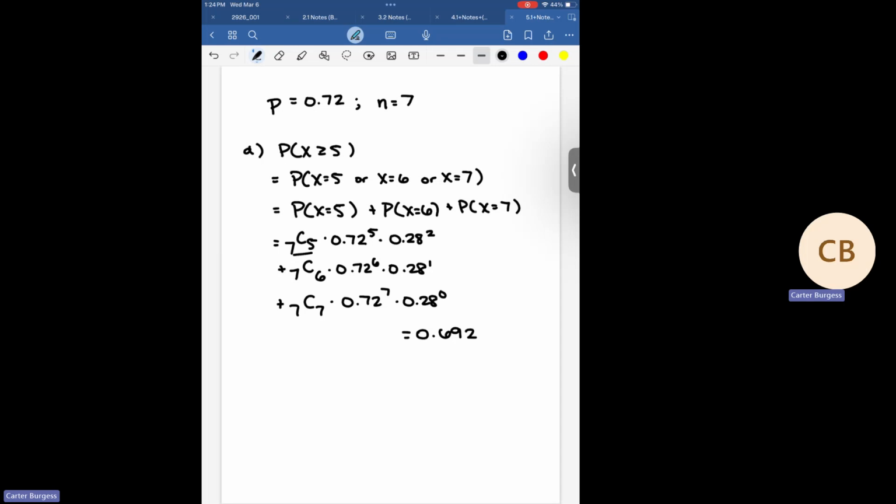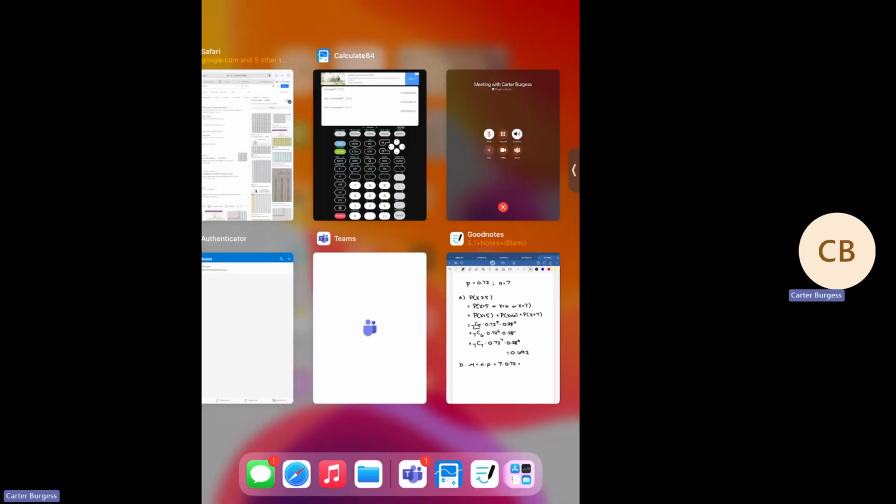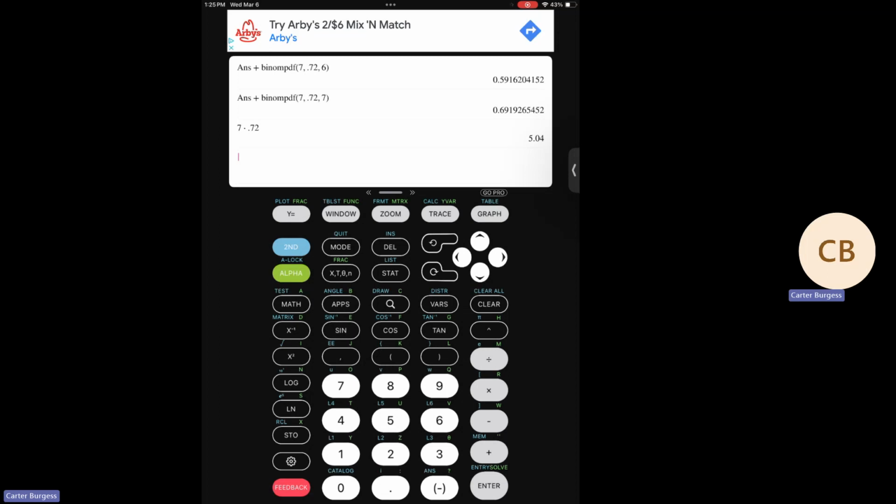Okay, for B, figuring out our mean and standard deviation. When we have our binomial probability distribution function, how do we find mu? Number of trials times the likelihood of success. So in this case, our number of trials is 7. Probability of success is 0.72, just of 1 trial. And so 7 times that, I get our expected value is about 5.